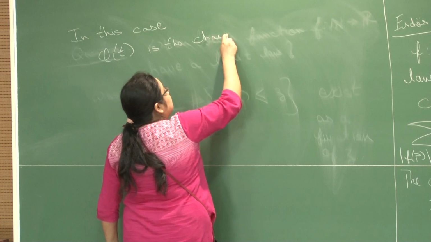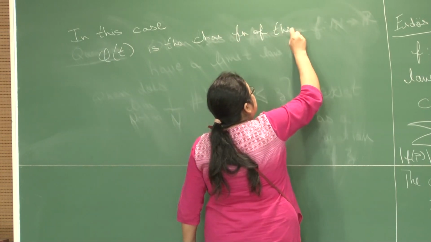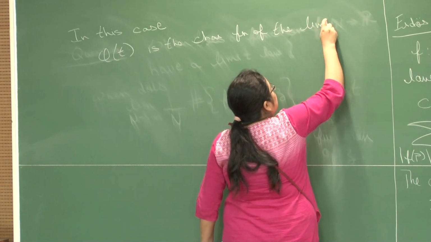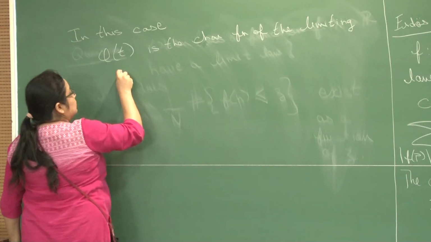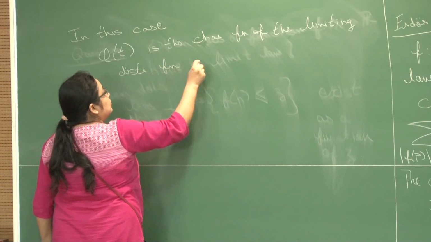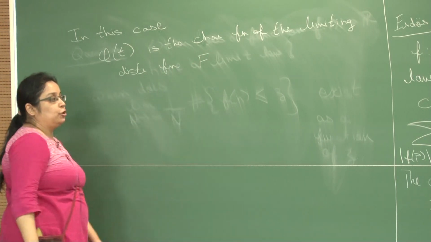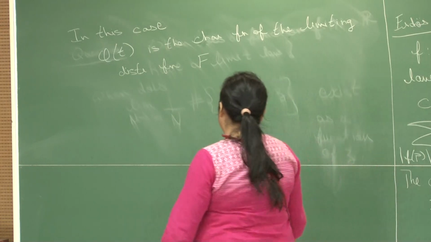characteristic function of the limiting distribution function, capital F, coming from your original arithmetic function that you have started off with.